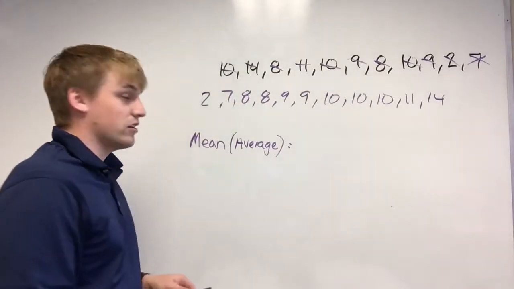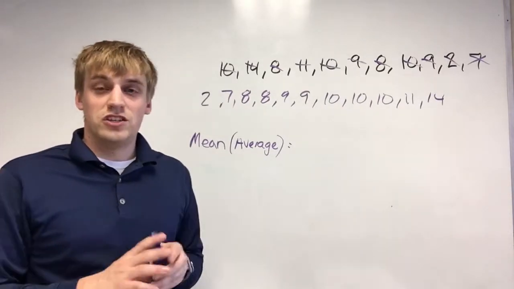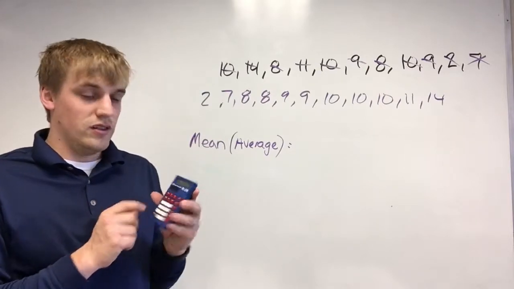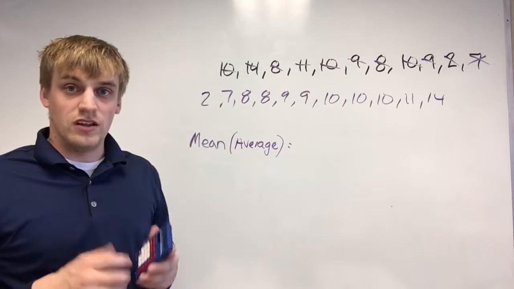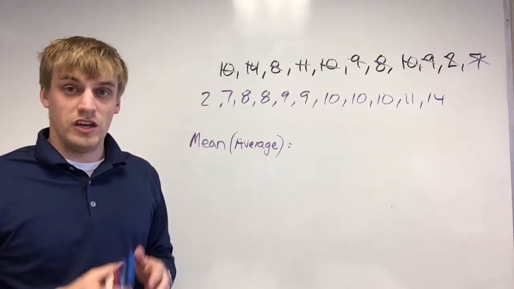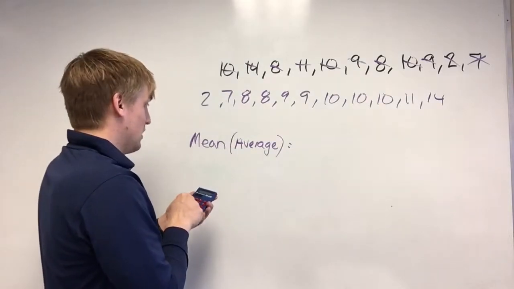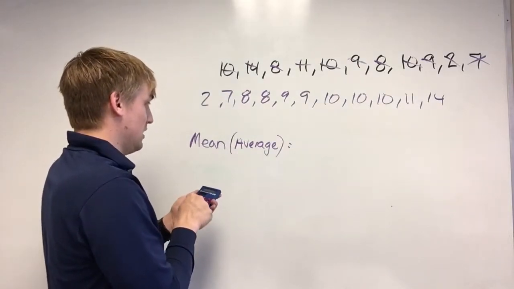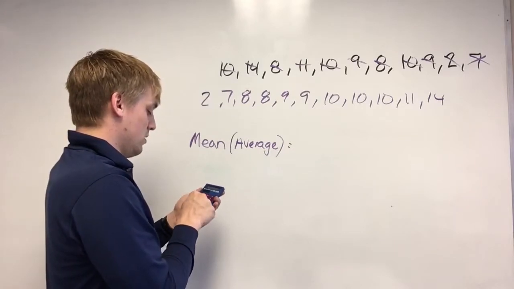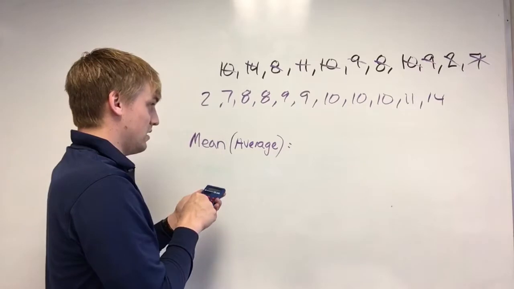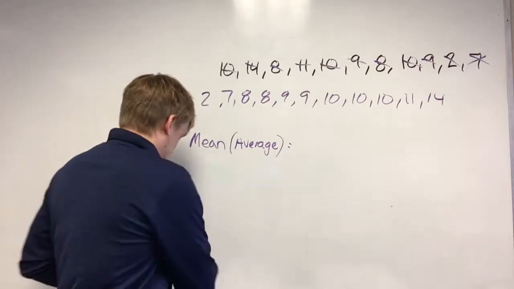So I'm going to take out a calculator and add all these up. My suggestion is that since you have a calculator, you add up these numbers all together more than one time, just to make sure that you get the same answer. So I'm going to add these up. 2 plus 7 plus 8 plus 8 plus 9 plus 9 plus 10 plus 10 plus 10 plus 11 plus 14. I get 98.